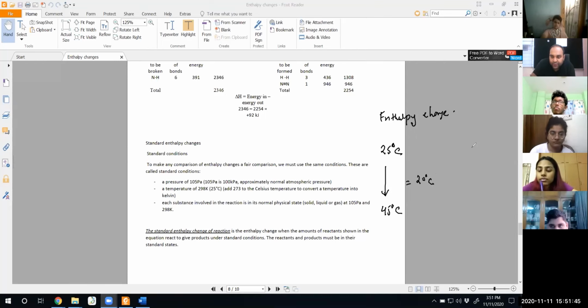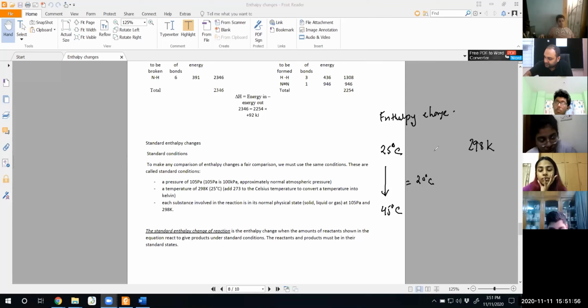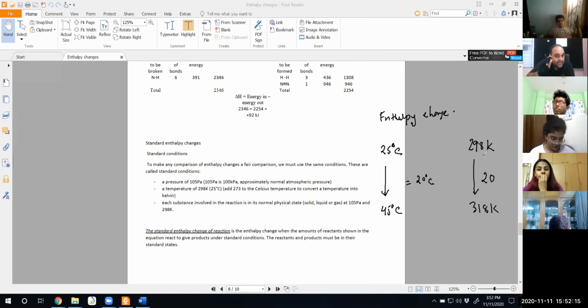Okay, now let's convert it into Kelvin. Sorry, 25 degrees centigrade is 298 Kelvin. And 45 degrees centigrade is plus 20, 318 Kelvin. So again, if you see, the change is still 20. So here enthalpy change is basically we are taking the temperature change. So whether you take the temperature change in the Celsius scale or in the Kelvin scale, it's always the same. So it doesn't matter basically.